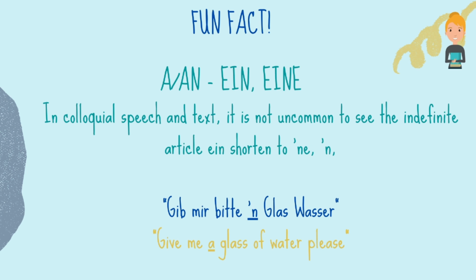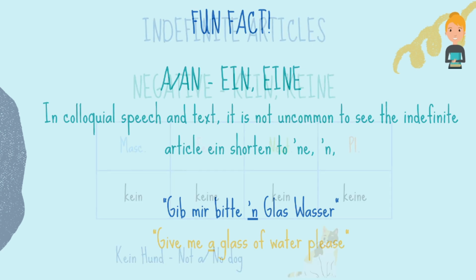A fun fact, in colloquial speech and text, it is not uncommon to see the indefinite article ein shortened to ne, n, und so weiter. As an example, gib mir bitte ein Glas Wasser. Give me a glass of water, please.